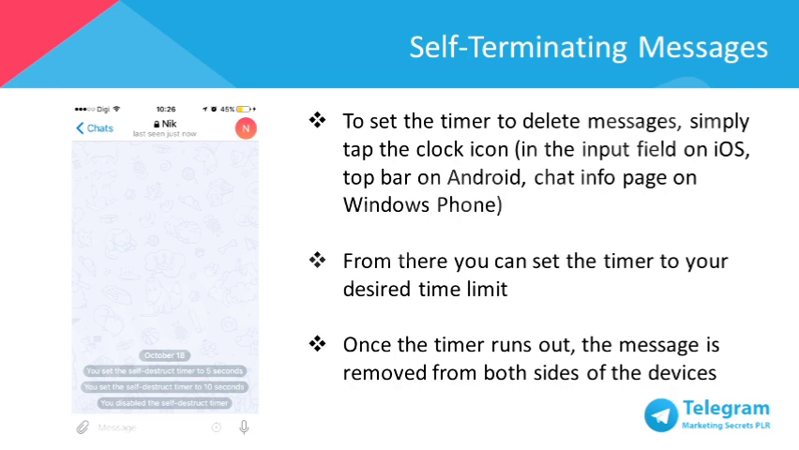To set the timer to delete messages, simply tap the clock icon in the input field on iOS. Top bar on Android, Chat Info Page on Windows Phone. From there, you can set the timer to your desired time limit. Then the timer starts to run when the message is shown on the recipient's screen. Once the timer runs out, the message is removed from both sides of the devices.